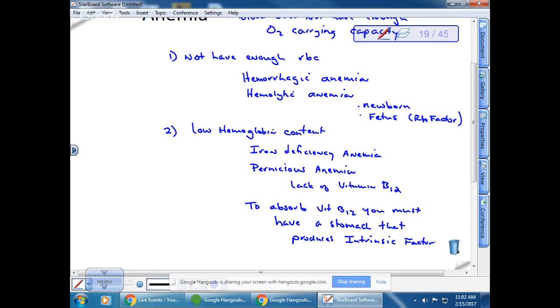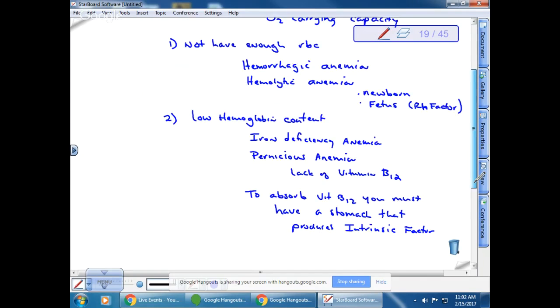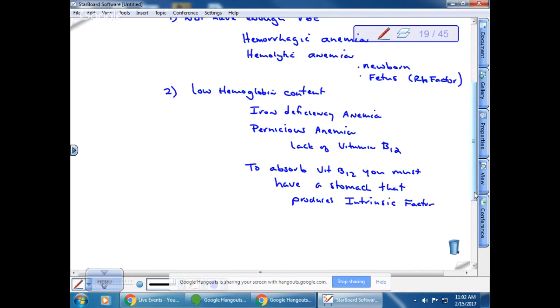So I guess pernicious anemia is more common in older people when their stomach's maybe not producing the intrinsic factor, and in people that have autoimmune diseases that attack the stomach lining. So if the autoimmune disease attacks the stomach lining, then the stomach cannot produce intrinsic factor. Therefore, it cannot absorb vitamin B12, and therefore it cannot produce hemoglobin. What's intrinsic factor? It is a protein that is produced by the stomach that aids in the absorption of vitamin B12.